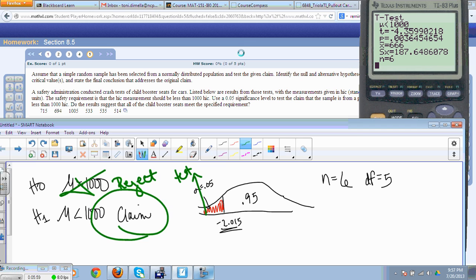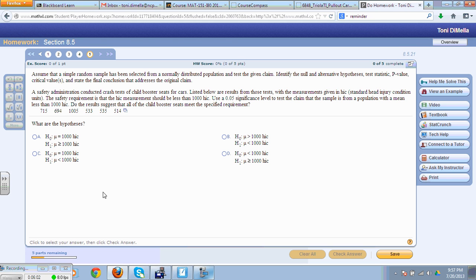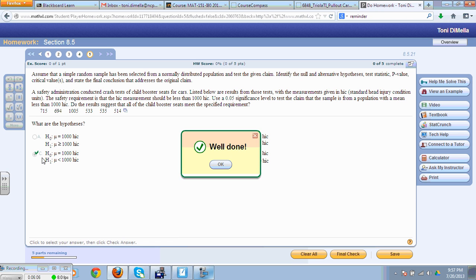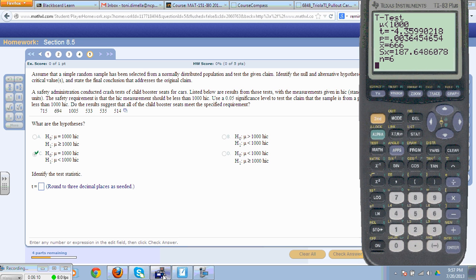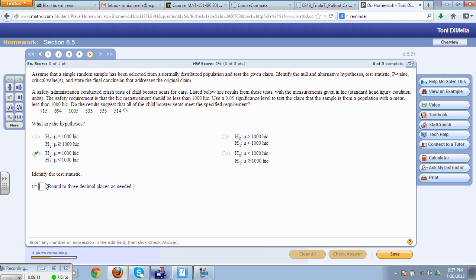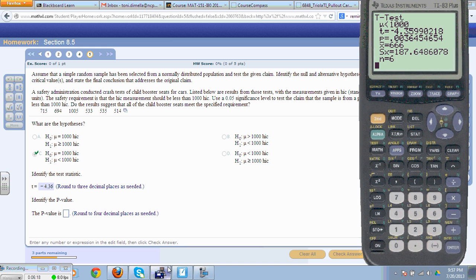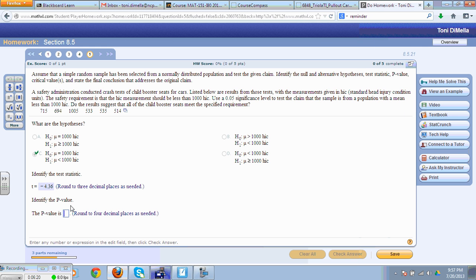So I'm going to put all of this now into MyMathLab and see what they're looking for. And you can see it asks for the test stat. We'll pull it up. Negative 4.36. It wants the p-value, 0.0036.